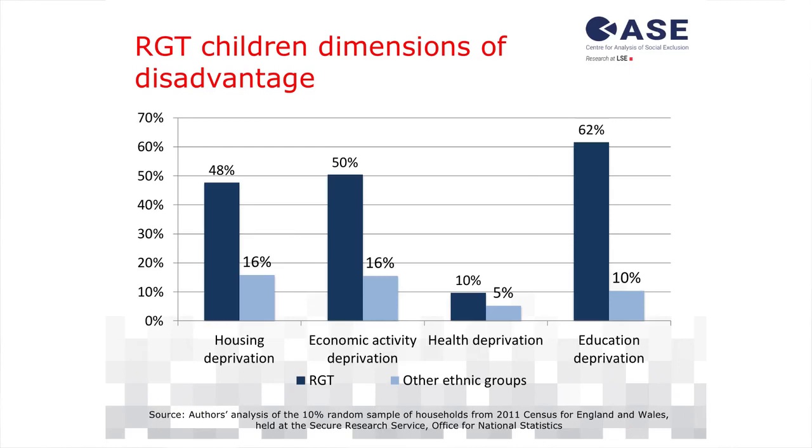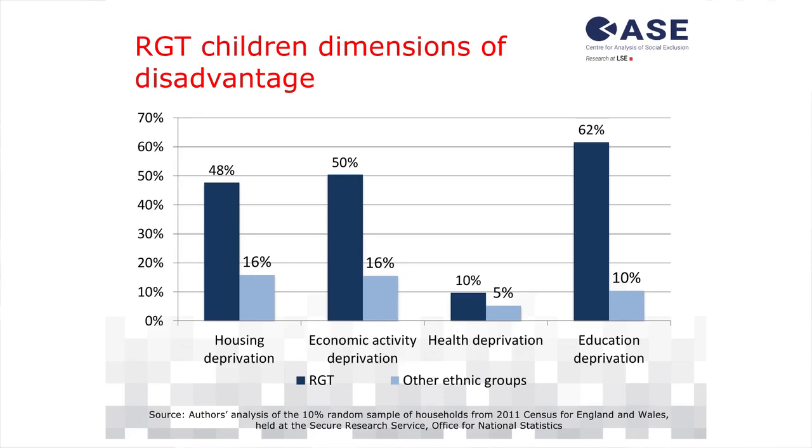So a much higher proportion of RGT families are dependent on self-employment for their income as compared to other groups. In terms of health deprivation, it's a compound indicator of children whose health is very bad, bad or fair, or who have a long-standing illness or disability that limits their activities a little or a lot. And as you can see, it's twice the rate amongst the RGT population. There's also very high rates of parental ill health and disability amongst these households, which can result in a sort of compound effect of adult and child disability.